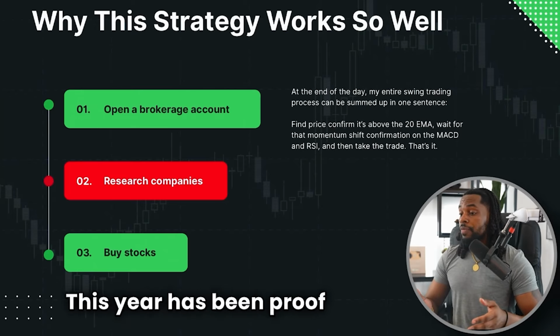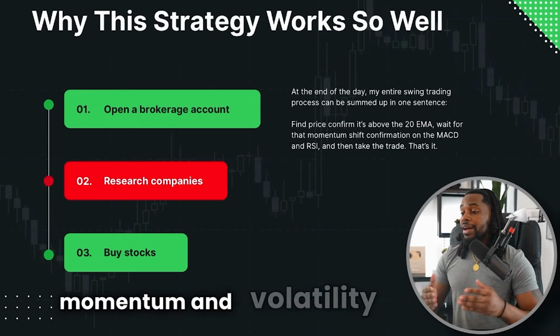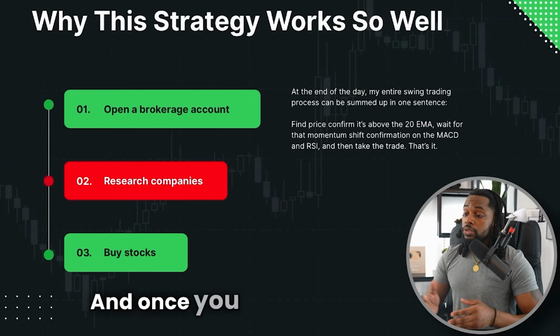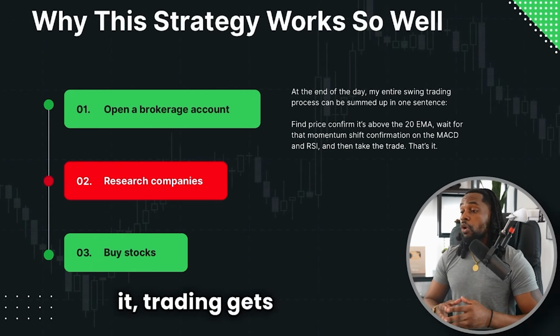This year has been proof of that for me, and that's the power of understanding how price momentum and volatility work together. And once you see it, you can never unsee it. And once you master it, trading gets a whole lot simpler.